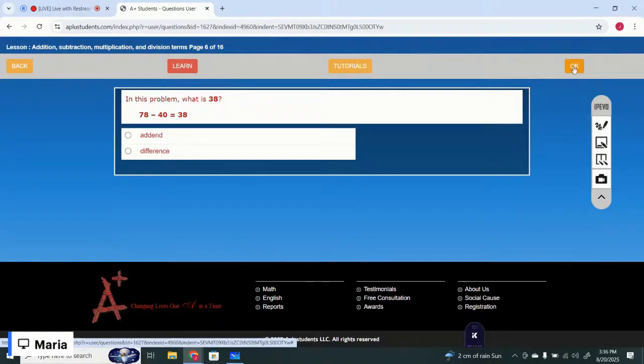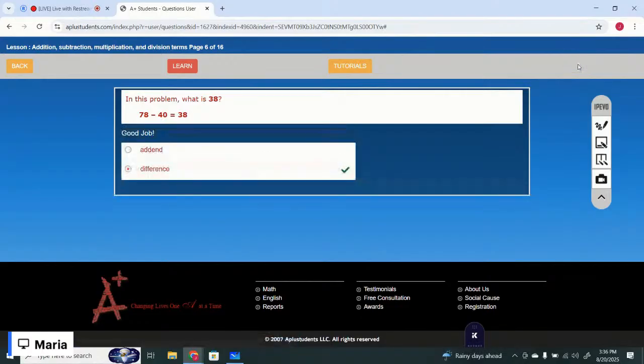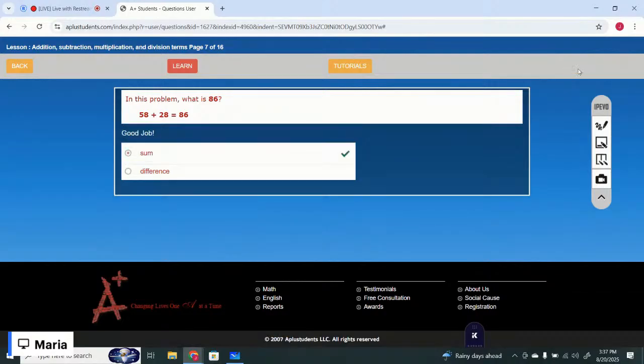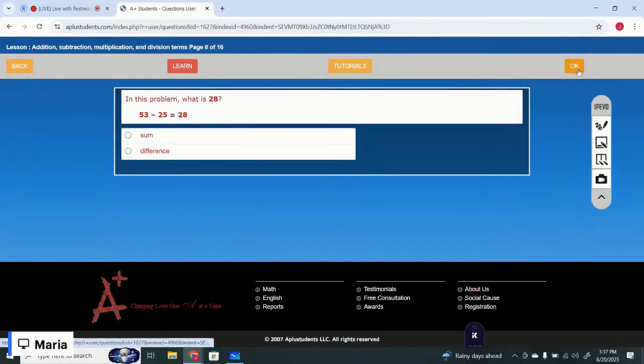In this problem, what is 38? So 38 is the difference between 78 and 40. So difference it is. 38 is the difference. Eighty-six is the sum of 58 and 28. 28 is the difference between 53 and 25. Difference it is.